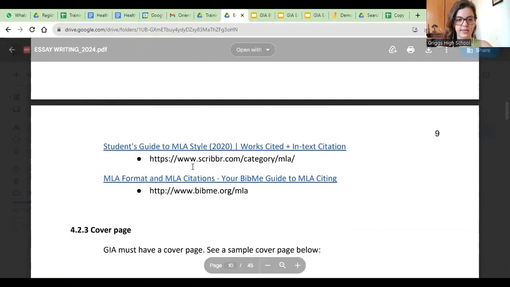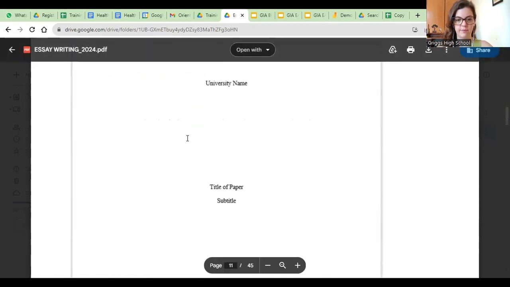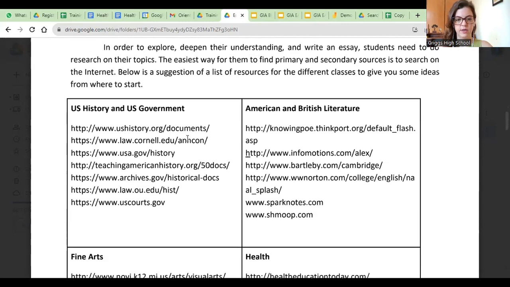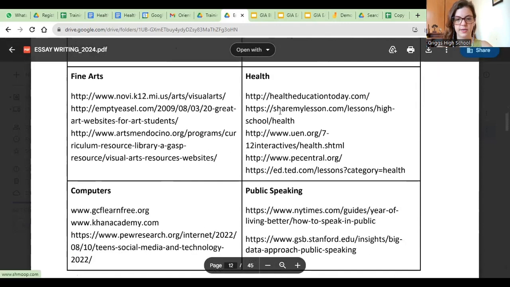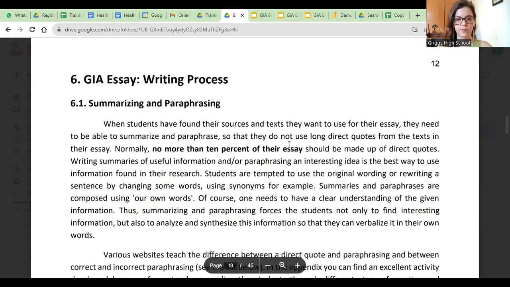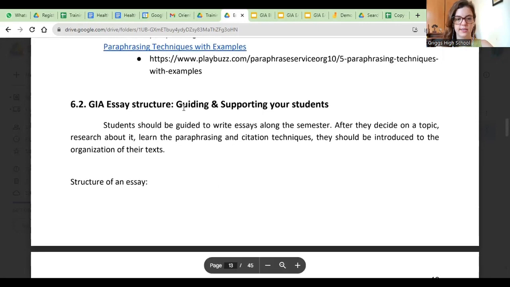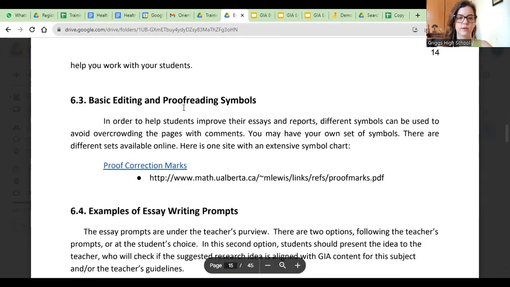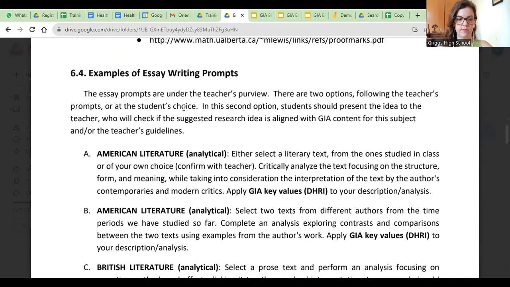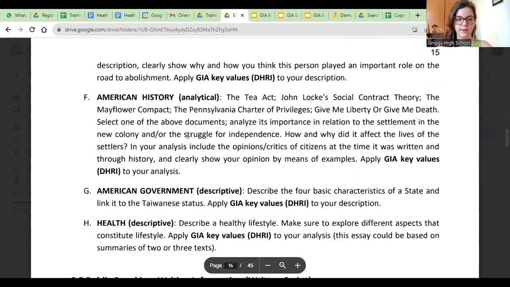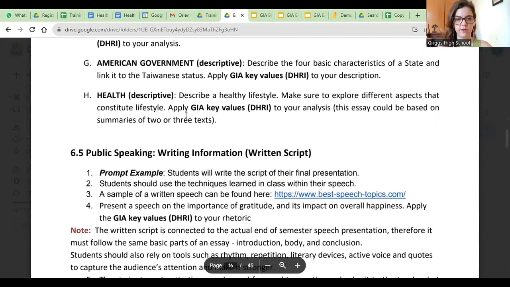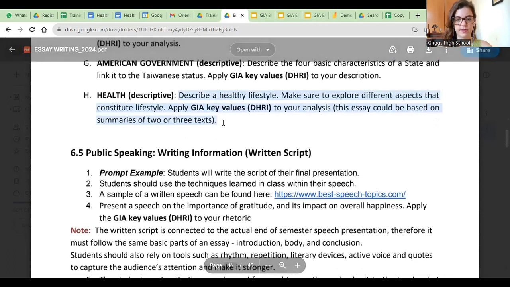Then it talks about citations, the cover page. You have a model of the cover page here. Sources, websites that you can use for sources. The writing process, so tips for how to teach your students, summarizing and paraphrasing, essay structure, editing, improve, reading. We have some essay prompts here, for example, for health.